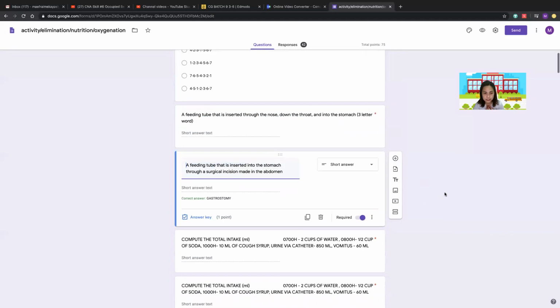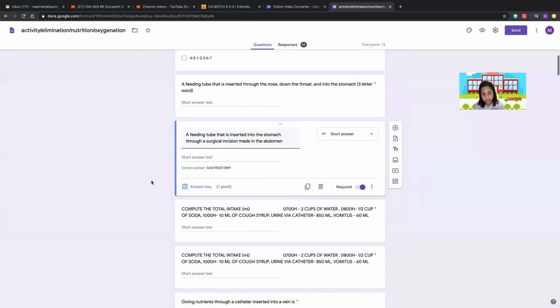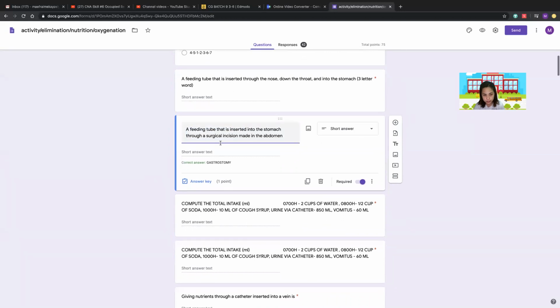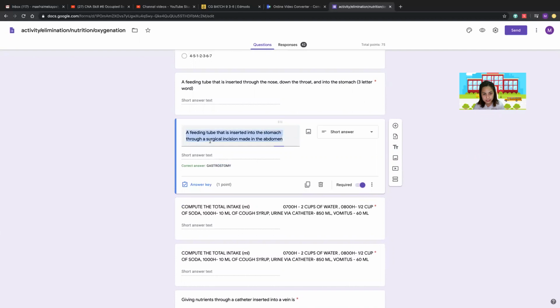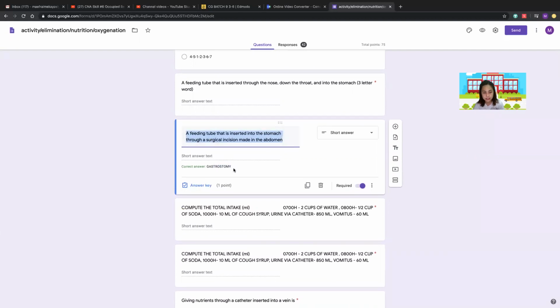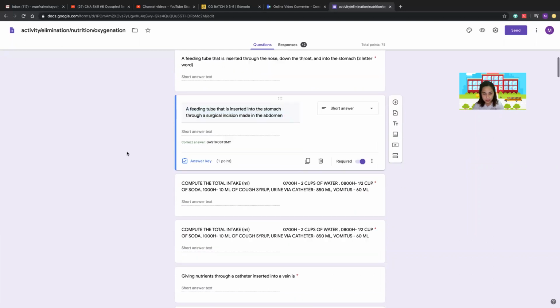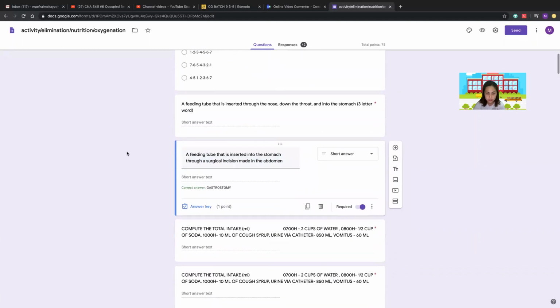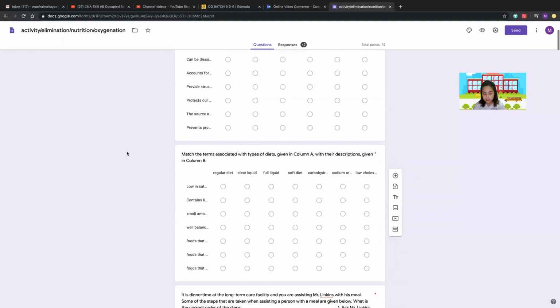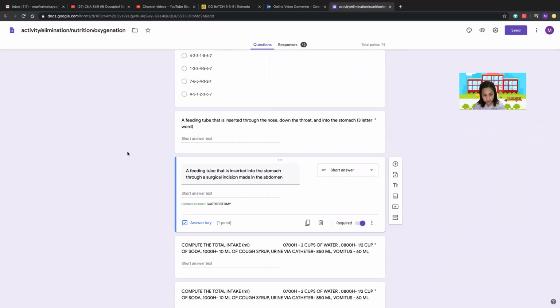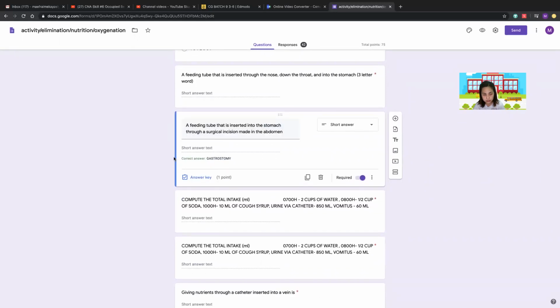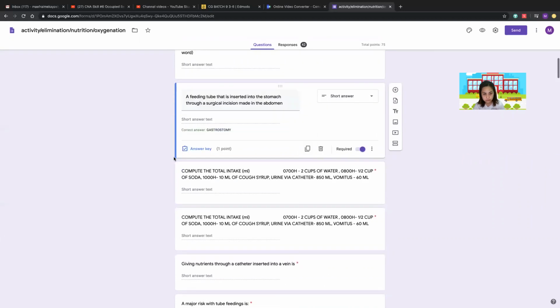Next, a feeding tube that is inserted into the stomach through a surgical incision made in the abdomen. The correct answer is gastrostomy. Gastrostomy because the term for stomach is gastro, and then ostomy, which means surgical incision. So incision on the stomach is gastrostomy. Many of you have incorrect answers because my instruction is you put a capital letter to all the answers, but you put the small ones. That's why you're incorrect.